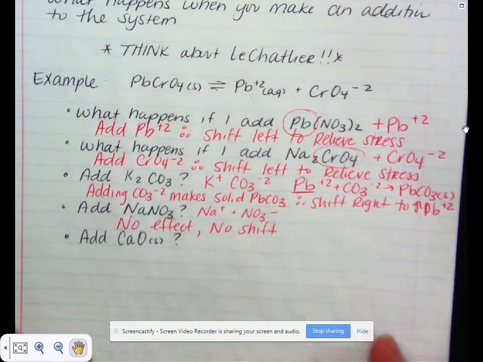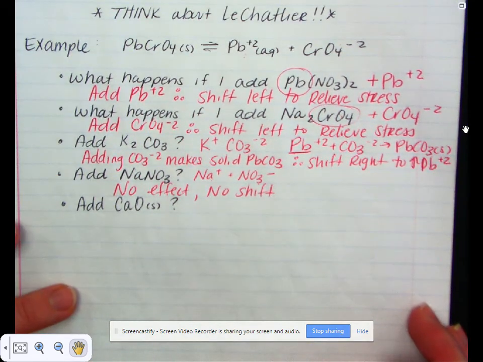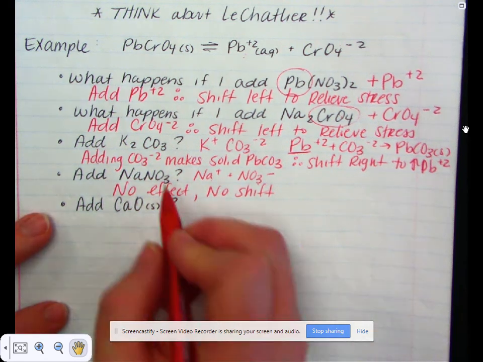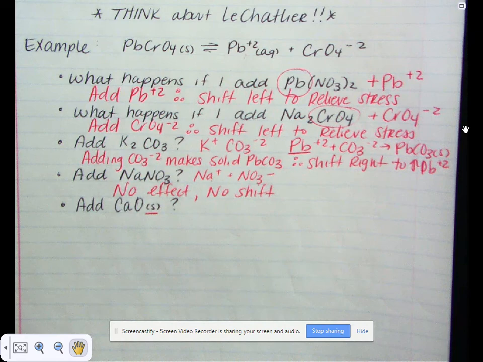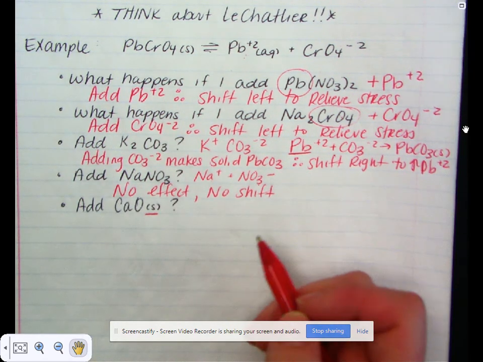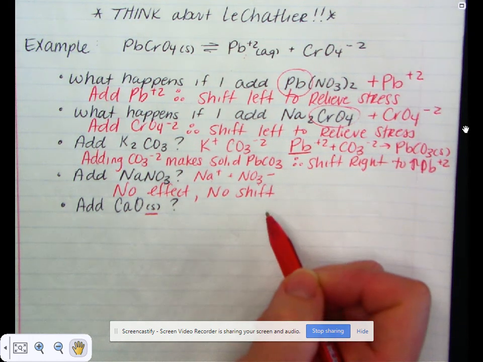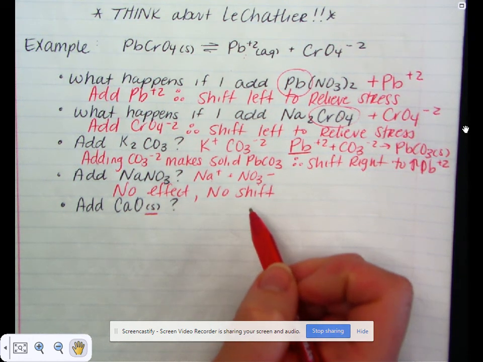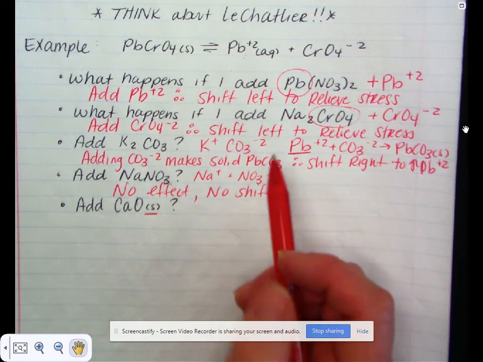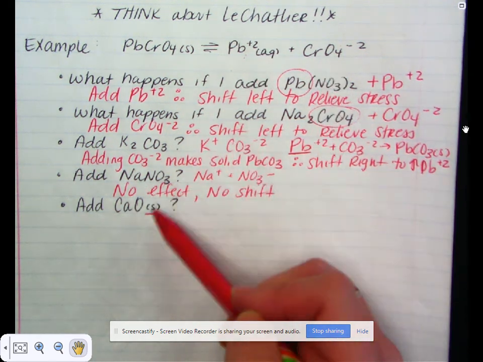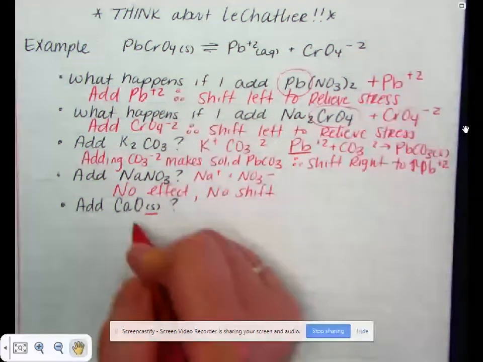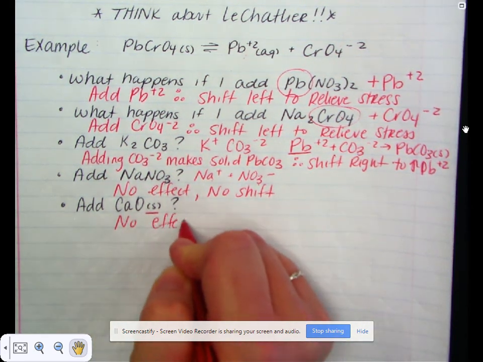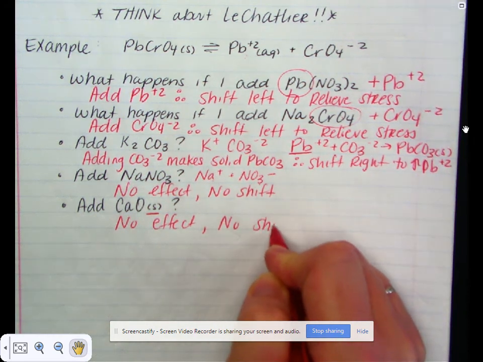All right, last one. CaO solid. Okay, so I'm telling you something kind of important here. This is a solid. I'm going to drop in a solid. When I drop in that solid, could it dissociate a little? Maybe. Probably not to the point where it's going to matter. It's not going to interact with either of these things because it's in a solid form. So dropping in that solid does nothing. No effect. No shift.